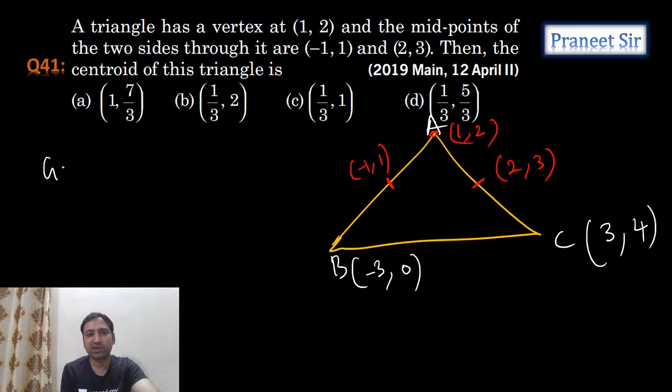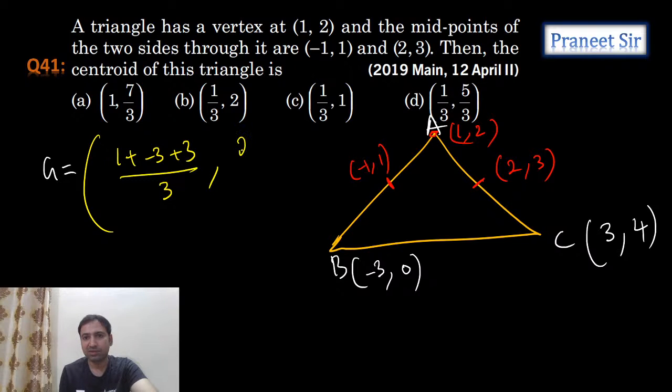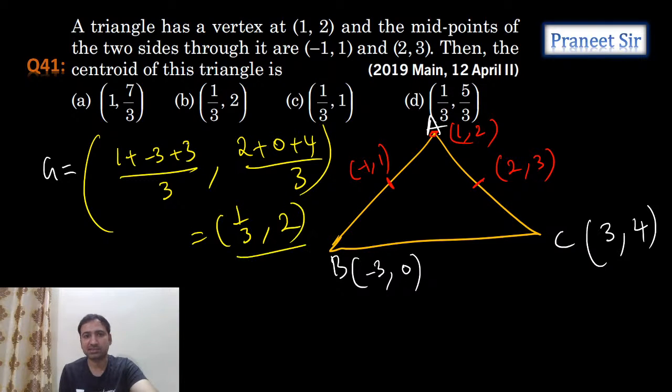Now calculate the centroid of ABC. Very simple. The centroid of ABC is going to be (x1 + x2 + x3)/3, comma, (y1 + y2 + y3)/3. Simple. So how much are we getting, guys? Are we getting (1/3, 2)? Yes. So the second option is the answer.